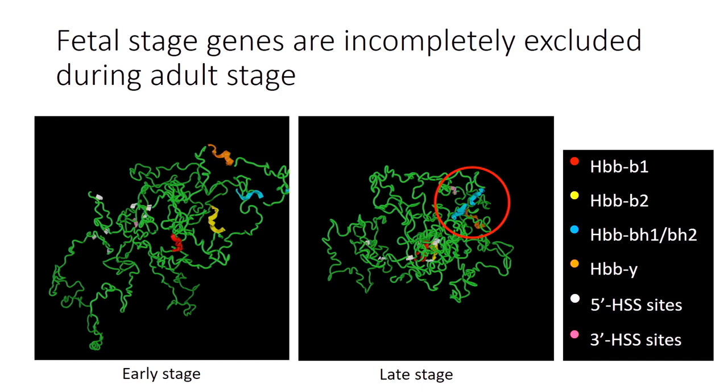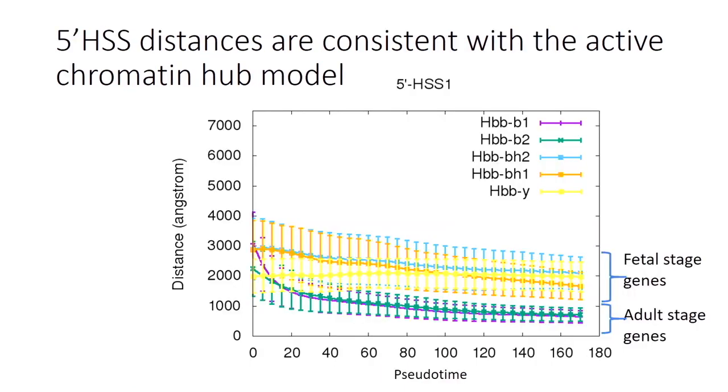If you pull out one frame from each of those two movies and put them side by side, the key observation is that you have the active chromatin hub over here and things coming in and out of it. Essentially, the fetal stage genes are not really excluded during the adult stage, but overall, on average, they talk less in the adult stage than in the fetal stage.